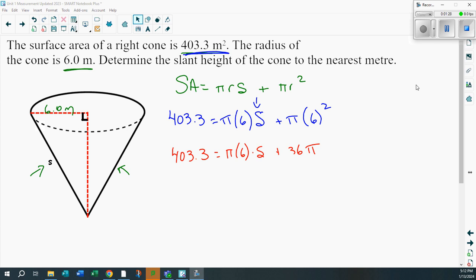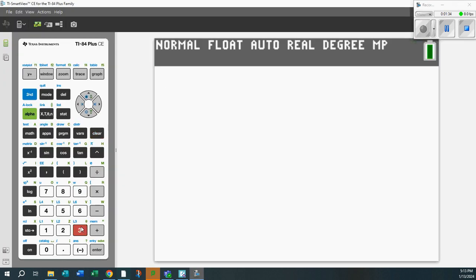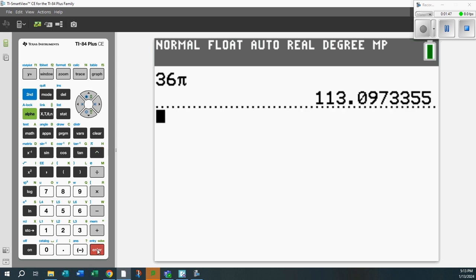First things first, I don't know what 36 pi is, so I'm going to actually figure out that number first. 36 pi's. That sounds like it's going to be a big number. 36 second pi. Remember, if you put pi right beside it like this, it automatically is going to multiply for you. That's just the way this calculator works. Okay, look at that. I got 113.